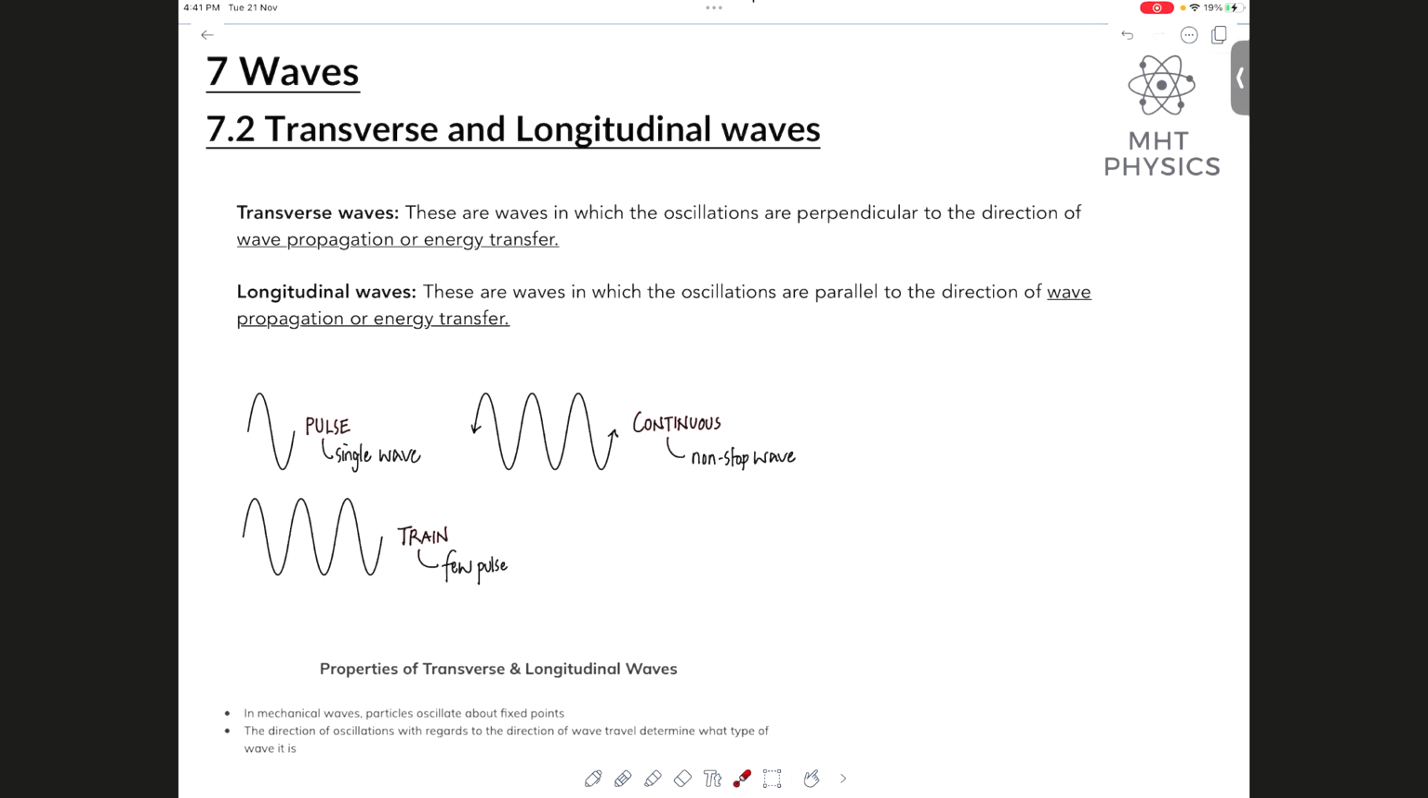No, a pulse is one single wave, from one single wave generation. So one cycle. What's the difference between continuous and train? Continuous has no start, no end. Our train has a start and an end.